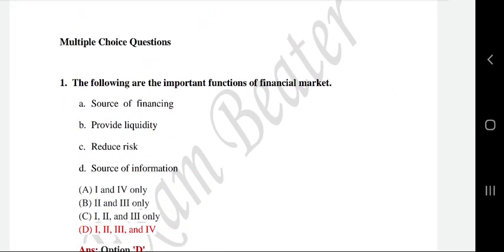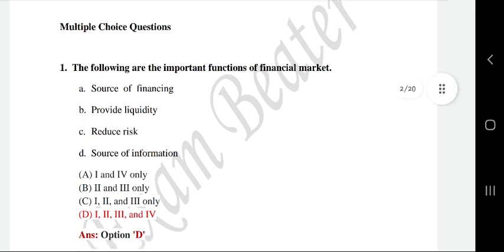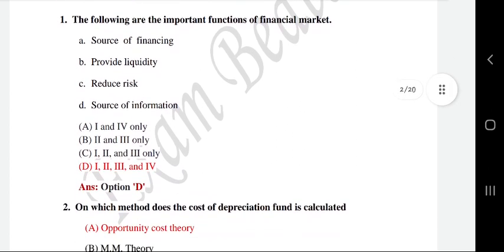The first question: the following are the important functions of financial market. Option D is the answer. Option D is source of financing, provide liquidity, reduce risk and sources of information. These are all important functions of financial market.